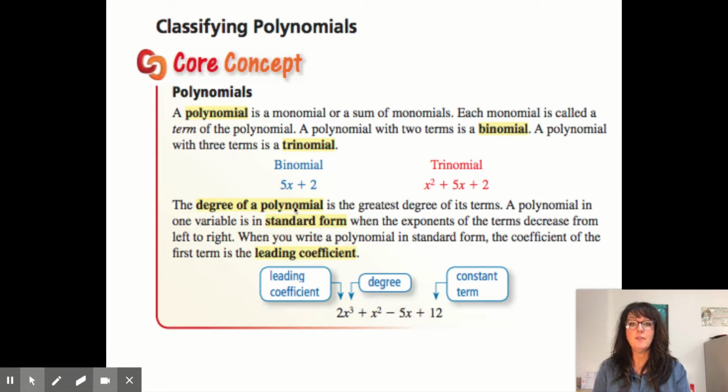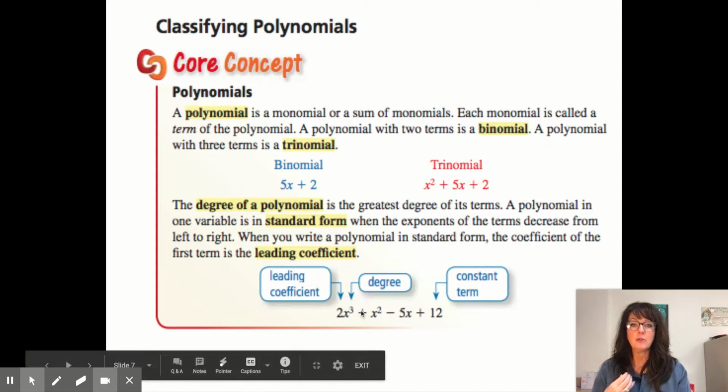The degree of the polynomial is the greatest degree of its terms. So now you're having terms or monomials separated by addition, subtraction, things like that. We're not going to be adding the exponents together. We are simply going to look at the degree that has the highest power, and that would be the degree. So this would be a 3rd degree polynomial, right? If I had to classify it.